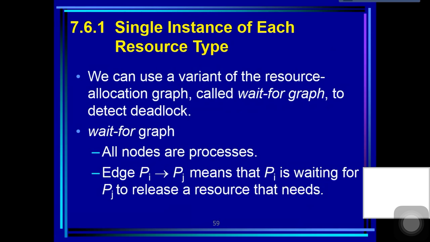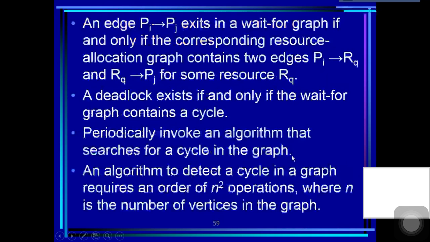First, single instance of each resource type. We can use a variant of the resource allocation graph called wait-for graph to detect deadlock. Wait-for graph: all nodes are processes. Pi to Pj means that Pi is waiting for Pj to release a resource that it needs. And Pi to Pj exists in a wait-for graph if and only if the corresponding resource allocation graph contains two edges Pi to Rq and Rq to Pj for some resource Rq. A deadlock exists if and only if the wait-for graph contains a cycle.